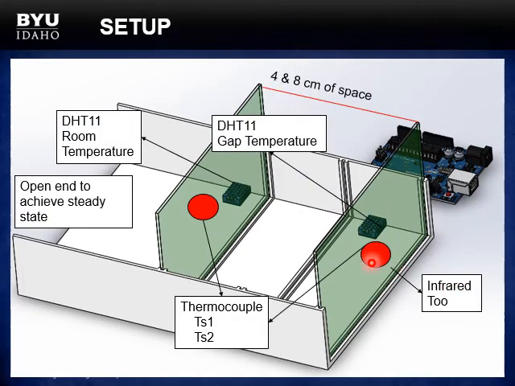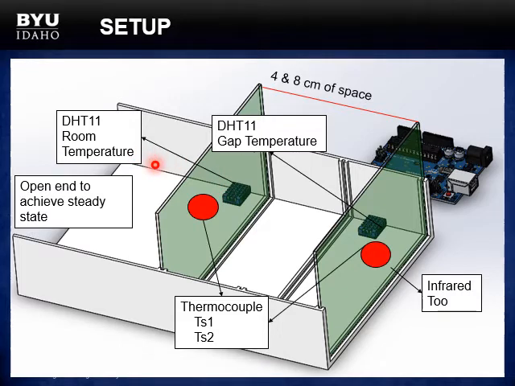The infrared thermometer gave us the temperature of the outer surface of the glass, which is the same as the ambient temperature. A thermocouple attached to the inside surface gave us the inner surface temperature of this glass. This temperature sensor gave us the temperature in the gap. A second and a third thermocouple gave us the surface temperatures of the second glass. This second DHT sensor gave us the temperature in the room.